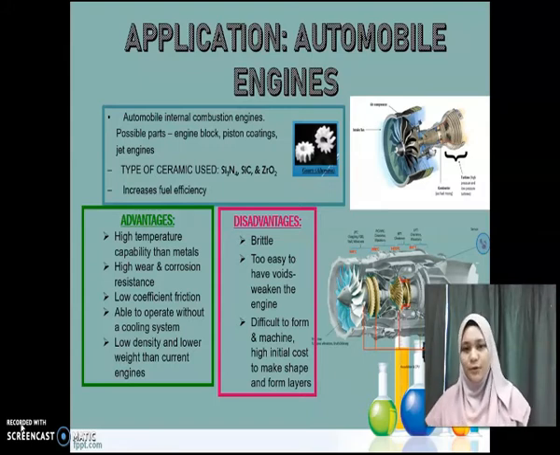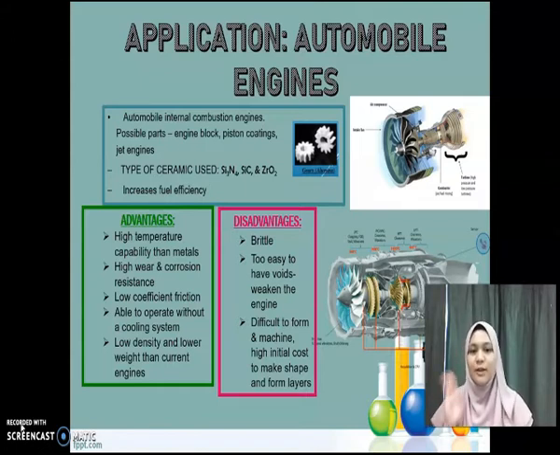Did you know that metal can withstand up to 726 degrees, but advanced ceramic can withstand up to 2726 degrees? That's why we need to use advanced ceramic, because the temperature to make it efficient is high.